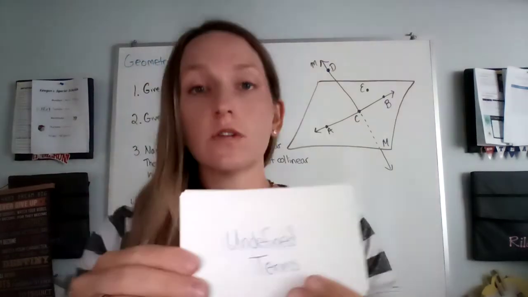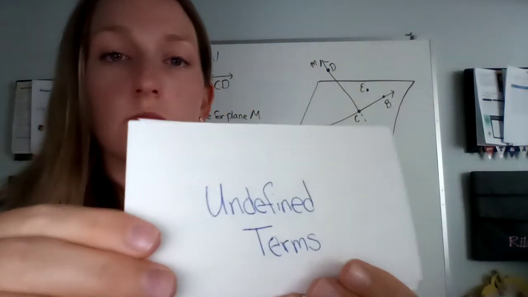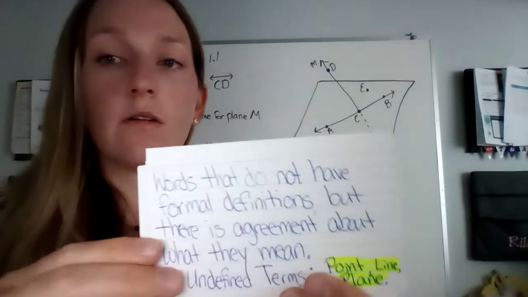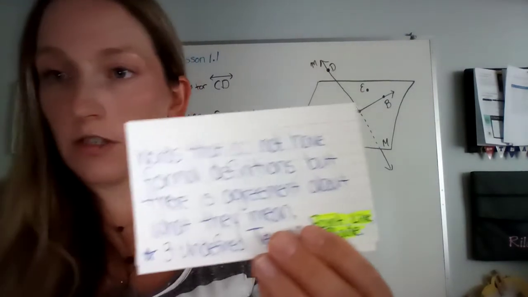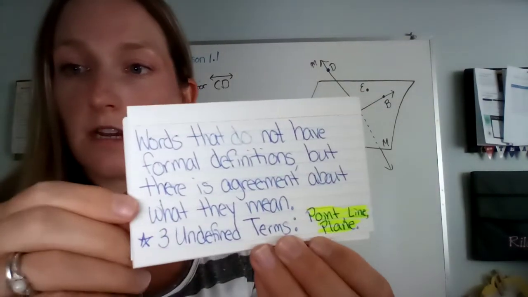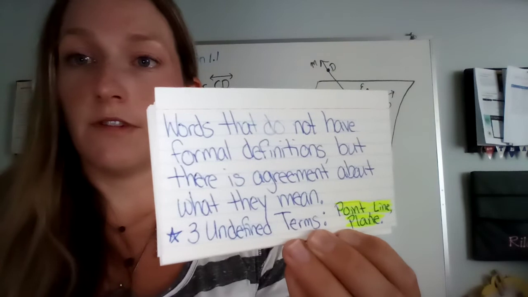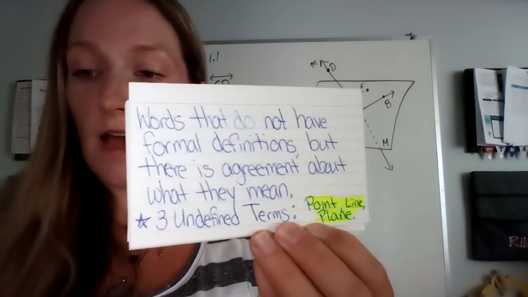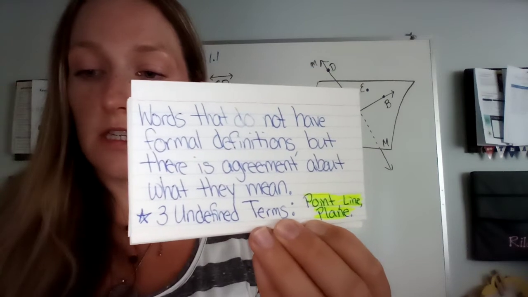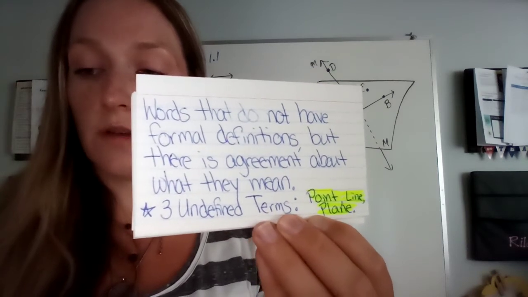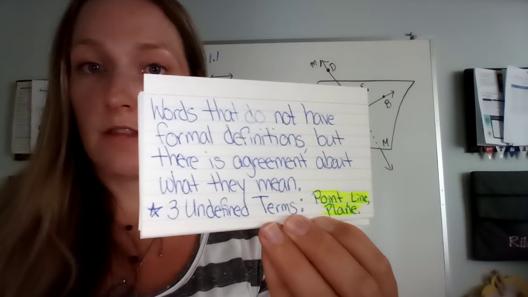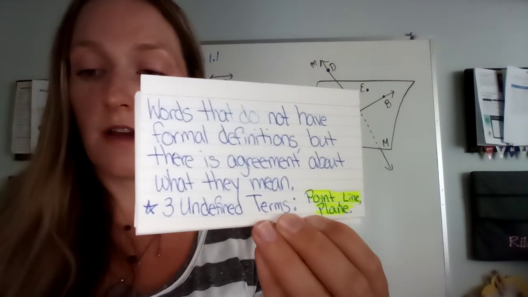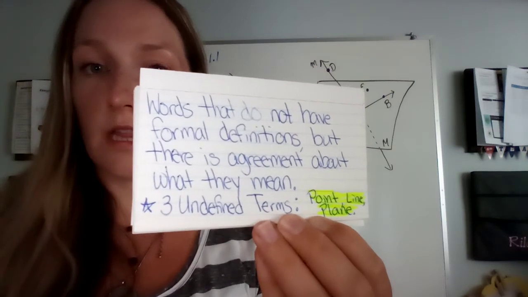Okay. So the first is undefined terms. All right. Now, the definition for undefined terms, which I'll read, and feel free to pause if you need to: words that do not have formal definitions, but there is a general agreement about what they mean. Okay, there are three basic undefined terms in geometry, and they are point, line, and plane.